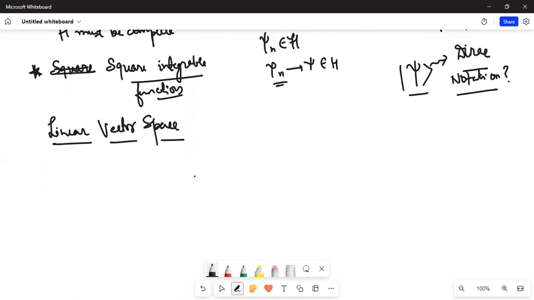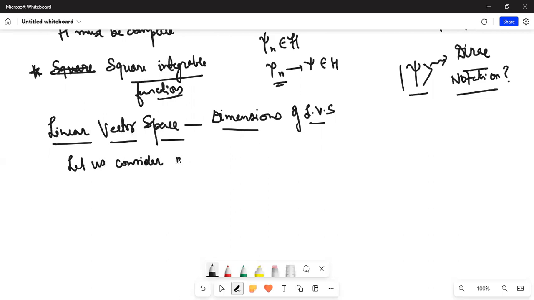But before we move on, let us understand what I mean when I talk about the dimension of a linear vector space. What do I mean when I say the dimension of a linear vector space? So let us consider a set of n non-zero vectors. Let us say I'm writing them as phi1, phi2, phi3, up to phi n.